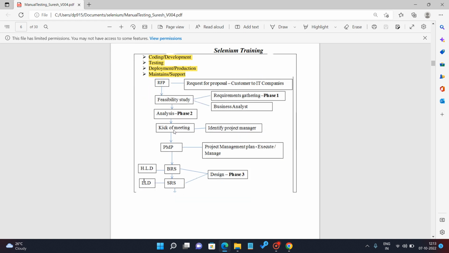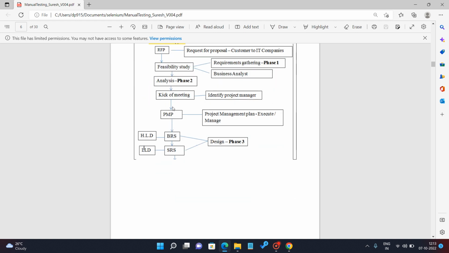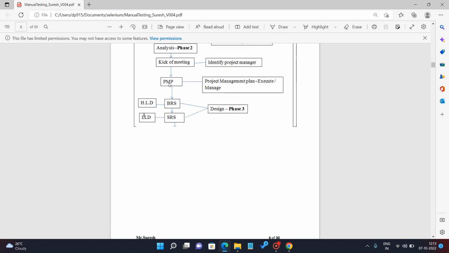Next, the kickoff meeting and PMP, the project management plan: plan, execute and manage. The Scrum Master, BA and SME get the project management plan ready. These files are also designed by the Scrum Master, SME and BA. And then BRS and SRS.